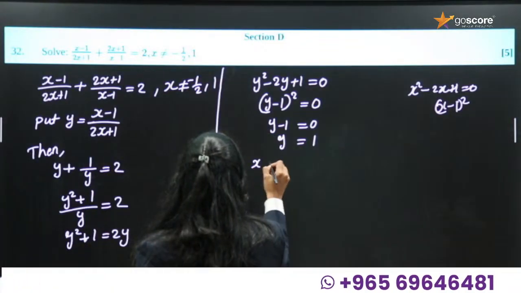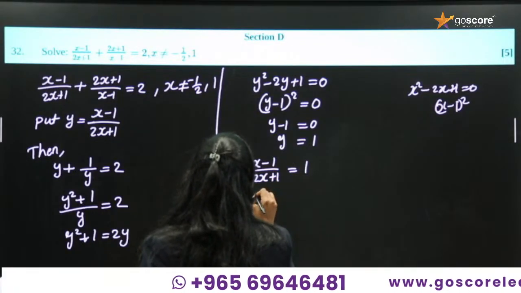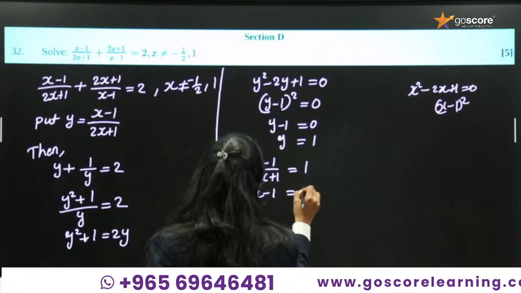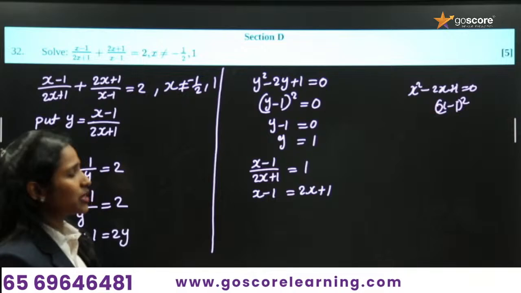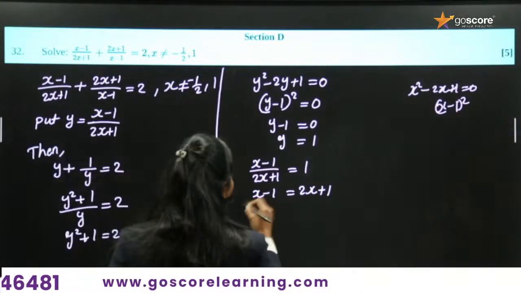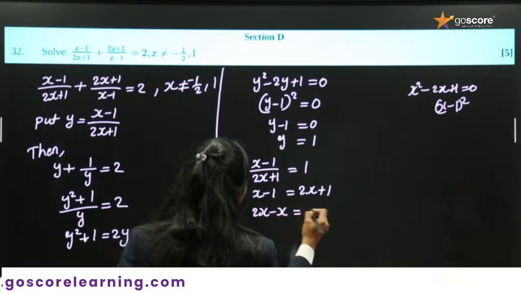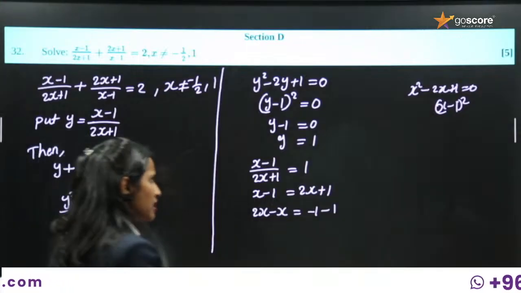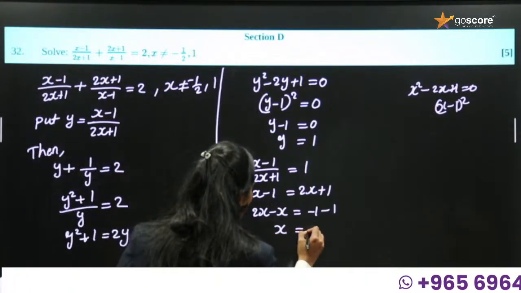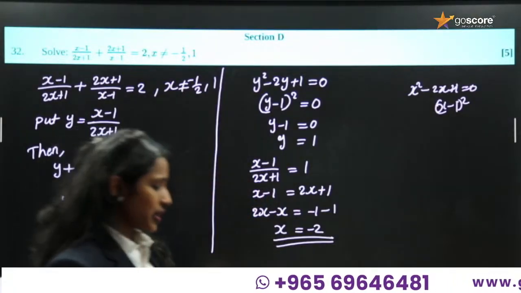So (x minus 1) by (2x plus 1) equal to 1. So x minus 1 is equal to 2x plus 1. We transpose the 2x plus 1 to the other side, now we can interchange it. So 2x minus x is equal to minus 1 minus 1. 2x minus x is x. So x is equal to minus 2. This is our answer. Much simpler, right?